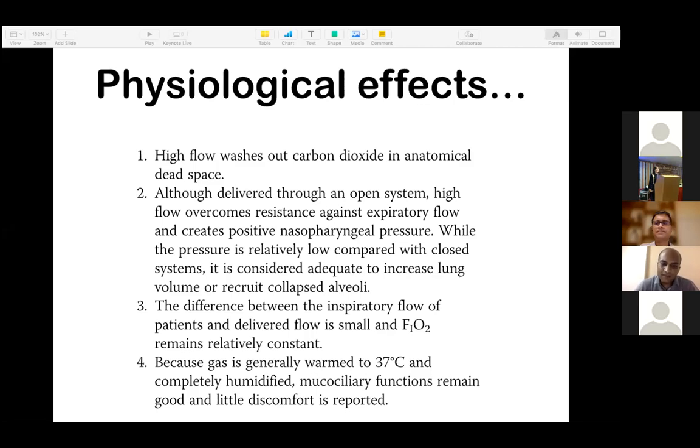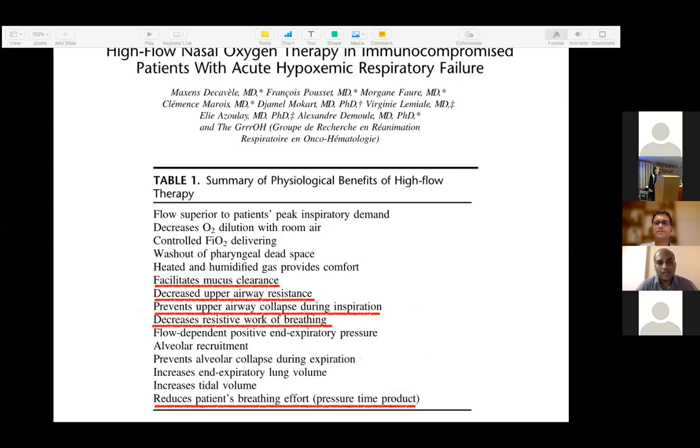And also the difference between the inspiratory flow of the patient and the delivered flow is small because we are delivering at a very high rate. And so the FiO2 remains relatively constant. And because the gas is warmed to 35-37 degrees centigrade and completely humidified, the mucociliary function remains good and little discomfort is reported. So these patients can cough out their secretions reasonably well. What are the other advantages?